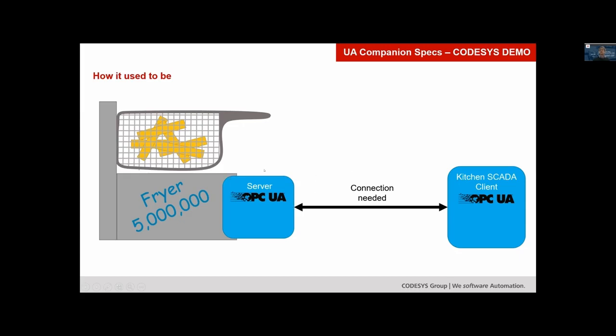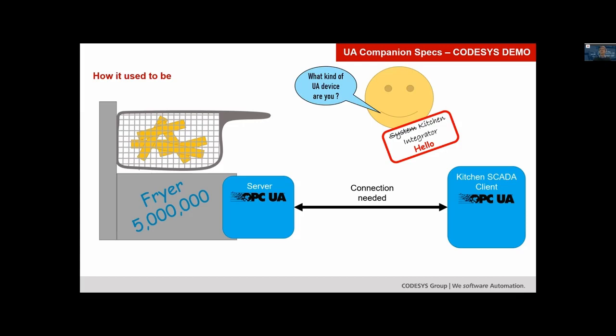You sold your UA fryer, and then there's this guy. He's not really a system integrator, because he's not from automation engineering. He's more a kitchen integrator. He's focused on building a kitchen that makes cooking fast and efficient. He wants to set up the SCADA. He brings out his tools and he's like, hey, what kind of OPC UA device are you? And then the fryer answers, I'm a PLC, because I implement the PLCopen companion spec.